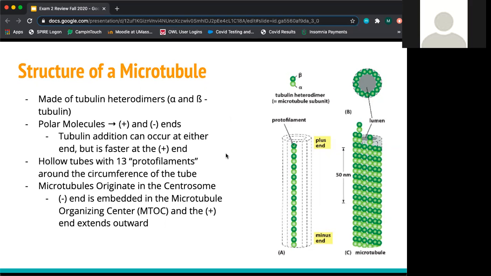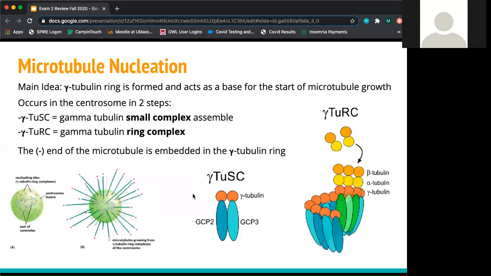Microtubules originate at the centrosome, and the negative end is embedded in the microtubule organizing center. And the plus end is what extends outward.